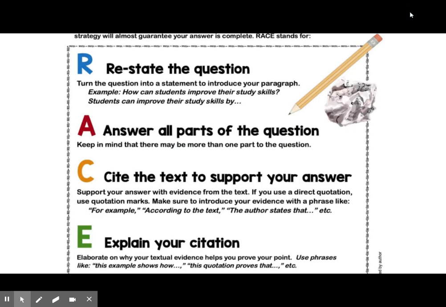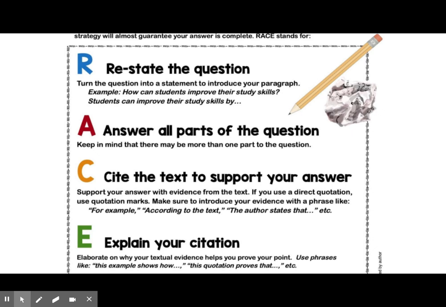Now, RACE stands for the 4 steps in this process. The first step is R, restate the question. You always want to turn the question into a statement to introduce your paragraph. For example, if I asked you, how can students improve their study skills? You might start your paragraph with, students can improve their study skills by.